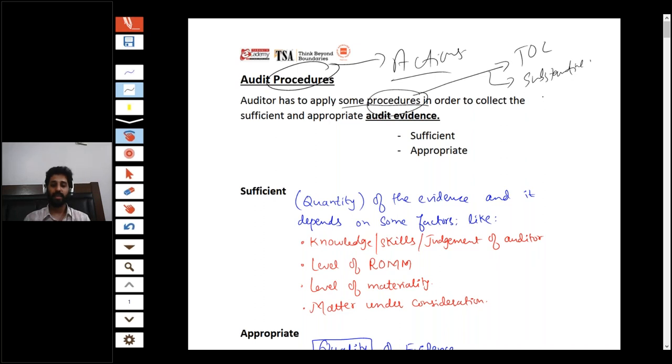For controls as well as for substantive testing, right? Now, whatever the auditor is doing, it's known as the procedure. And whatever the information auditor collects, it is known as the evidence. So auditor applies the audit procedure in order to collect the sufficient and appropriate audit evidence.